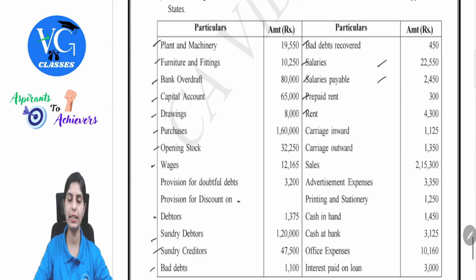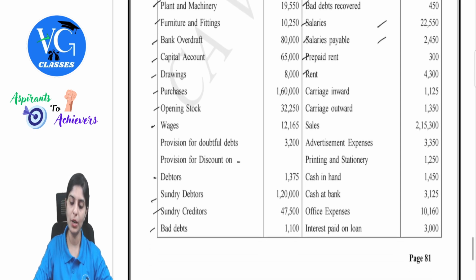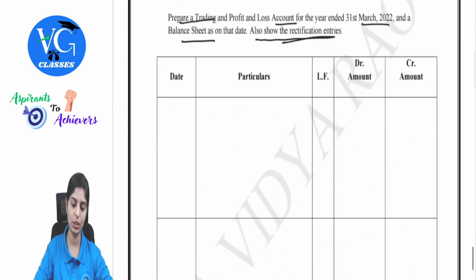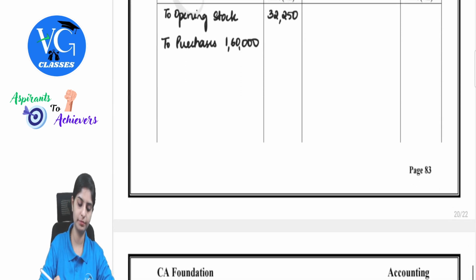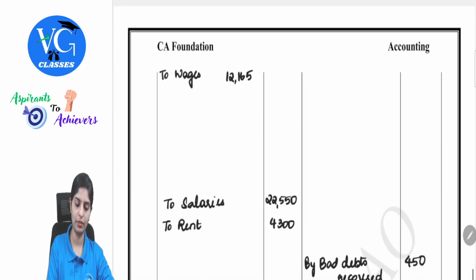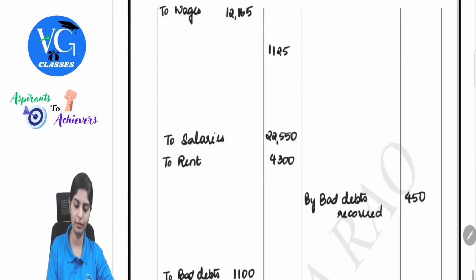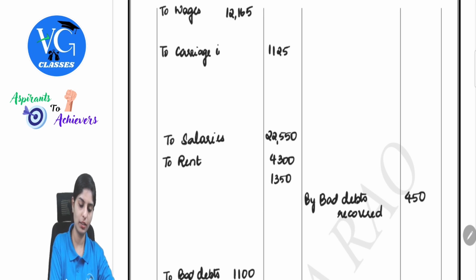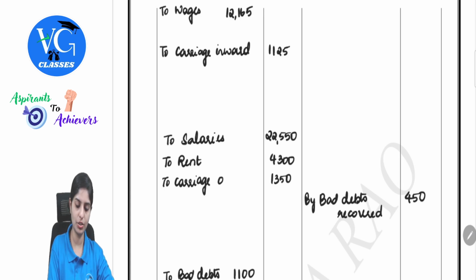Next, carriage inward. It is a direct expense. Carriage outward is an indirect expense. 1125, 1350. This is carriage inward, and then to carriage outward.